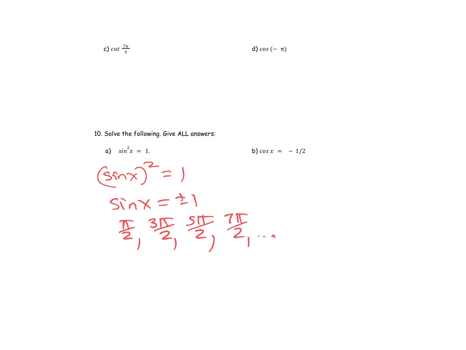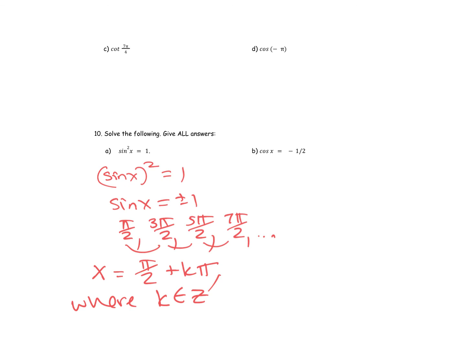Well, how could I express all answers here? Because, in other words, if I think about going out around the circle, every time I hit the y-axis, I'm going to hit either positive or negative 1. Well, I can express that by saying, notice that all these angles are pi away from each other. So I'm going to say that the solutions can be expressed as x equals pi over 2 plus k pi, where k is an integer. And the symbol for that is k is contained in the set of integers.